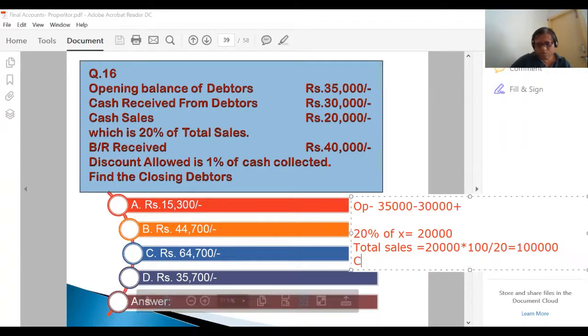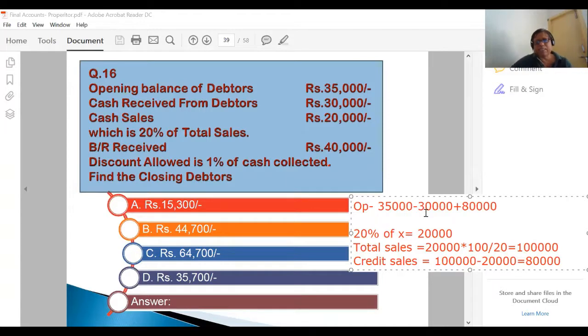So now, credit sales is equal to 1 lakh minus 20,000 of cash sales. That will give us 80,000. So here I will be adding 80,000 credit sales. So 35,000 opening balance minus 30,000 cash received, and then credit sales plus 40,000 bill receivable, on that discount allowed 1%, cash collected.